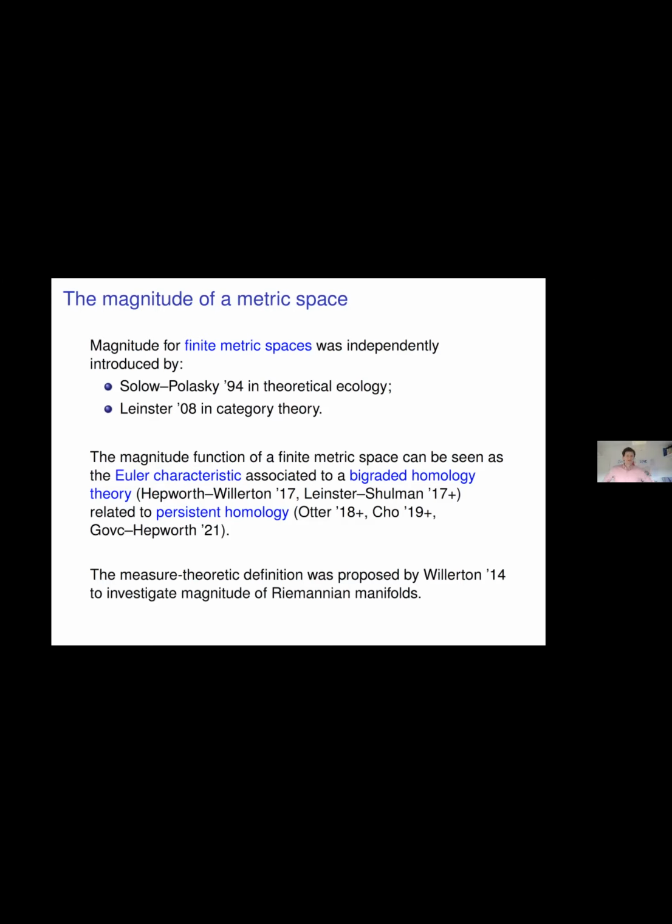The specific form of the definition that I wrote down using measures, so that you can apply it not just to finite spaces but more general spaces, was first proposed by Willerton as a way of giving a definition that could apply to more general Riemannian manifolds. And I'm going to, in a couple of slides, generalize the definition in a rather different direction, but this is the one that I want to take as a starting point.